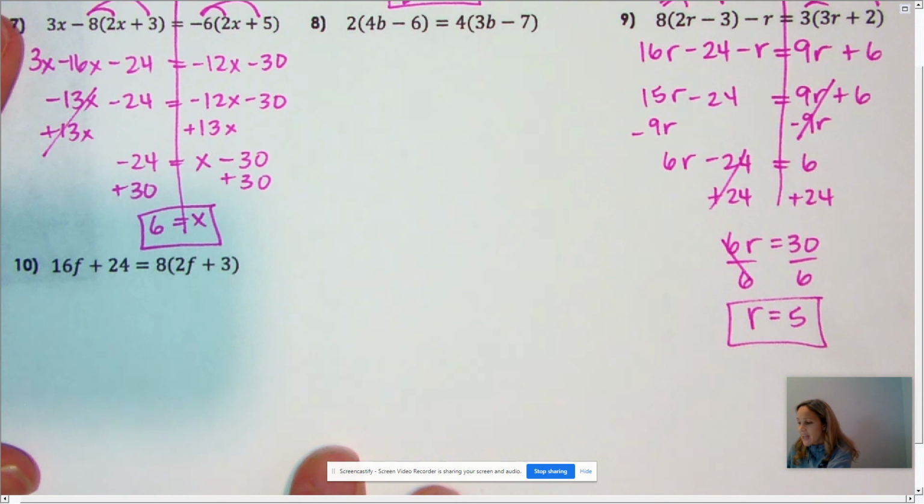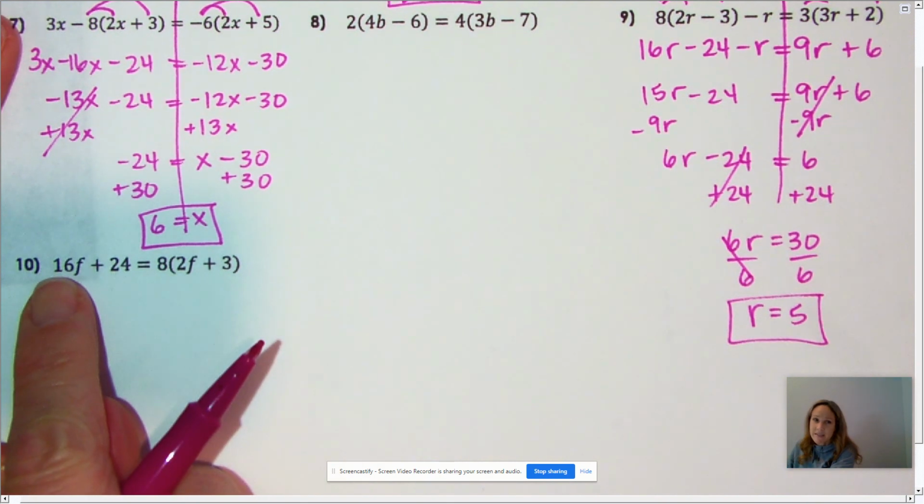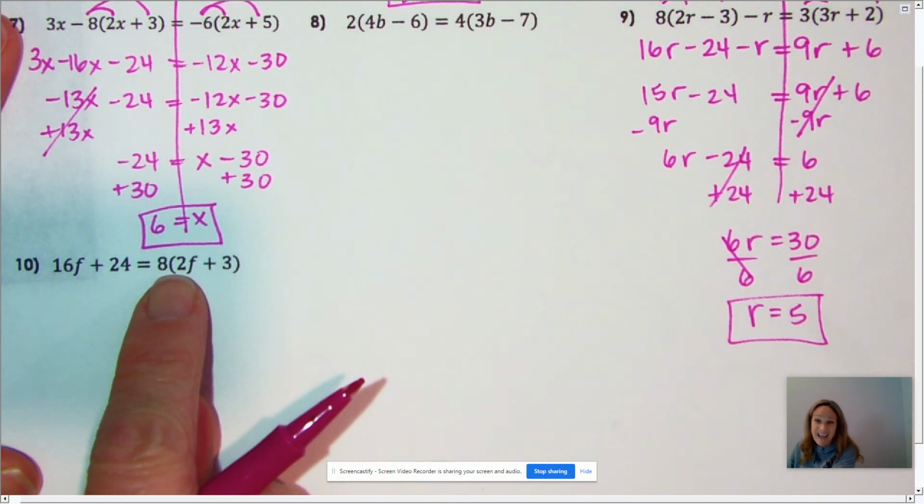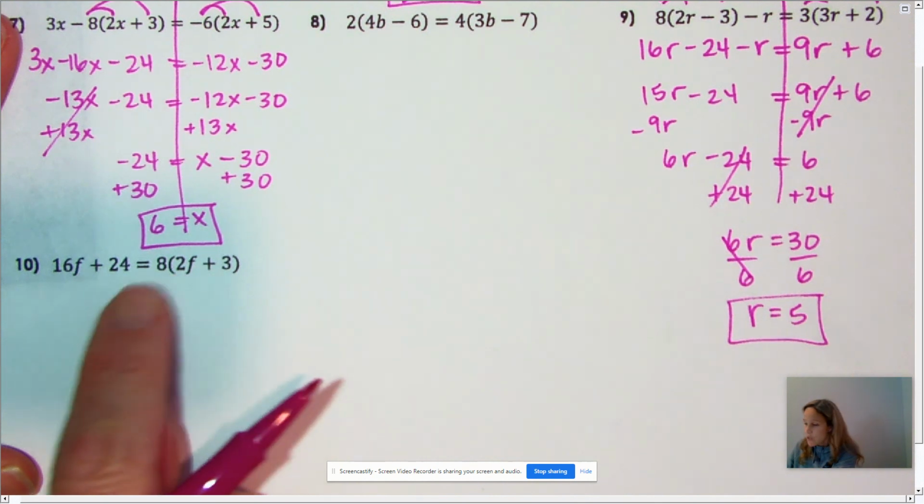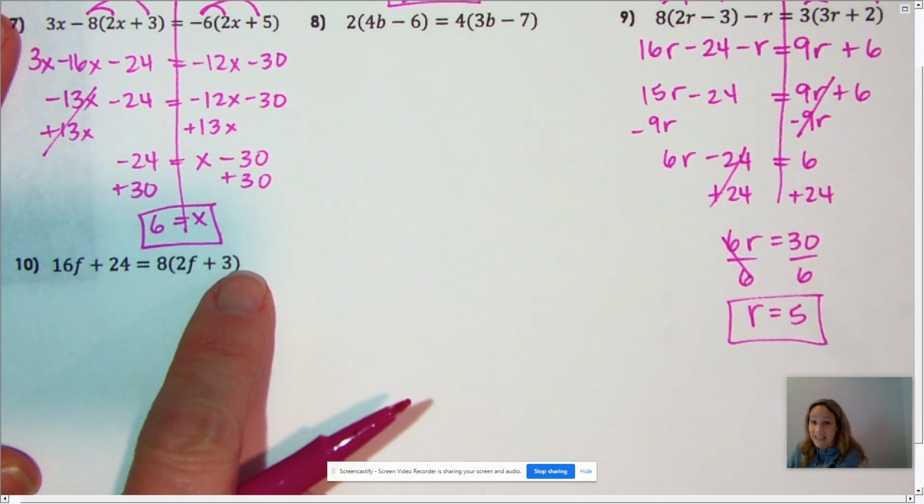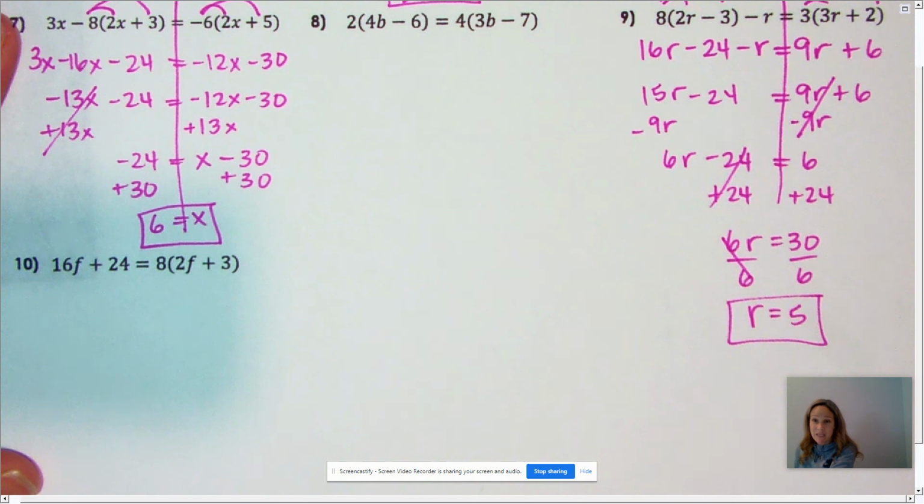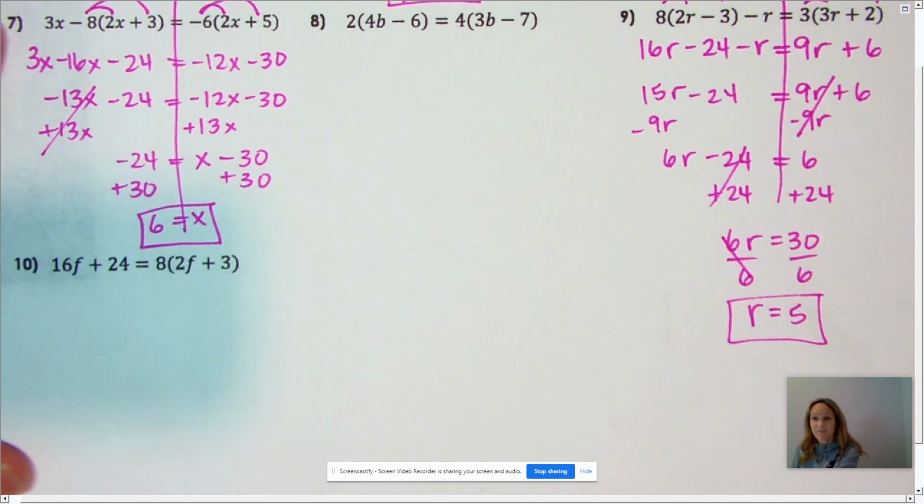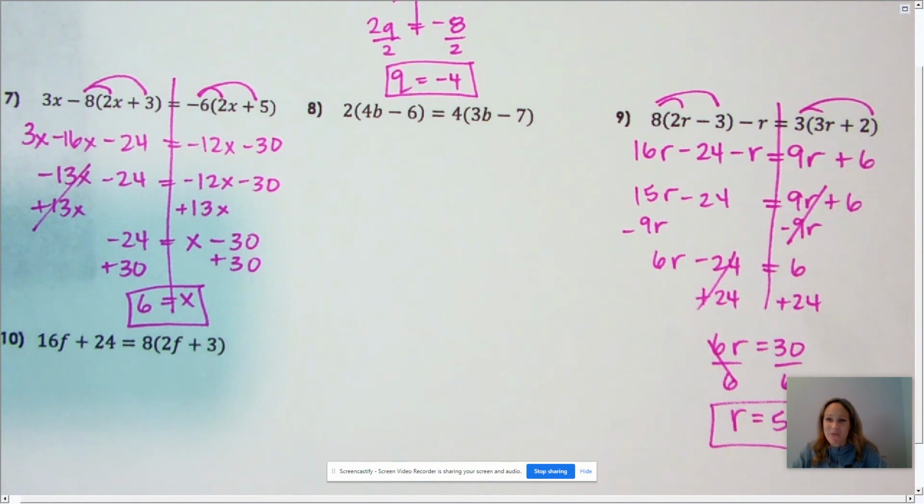Remember that if I can tell right here, 16f and 16f, whenever those are exactly the same, they're going to cancel. So then you just need to see what's left. If it's exactly the same, you write infinitely many solutions. If it's different, then you would write no solution. All right, and that is your notes for 1.3.